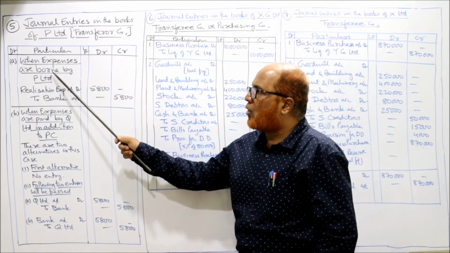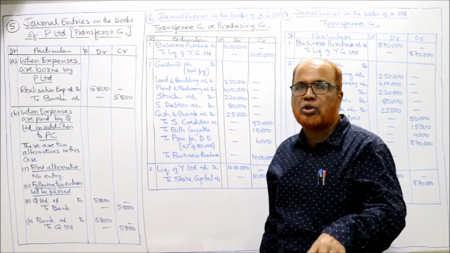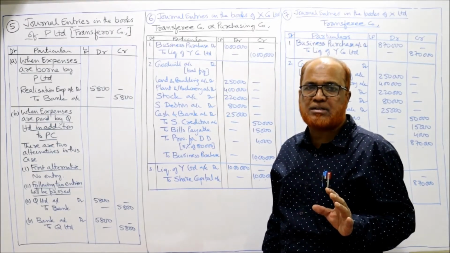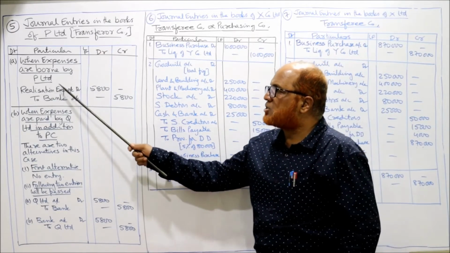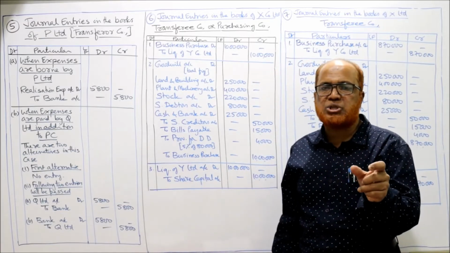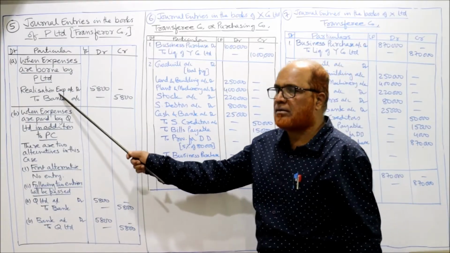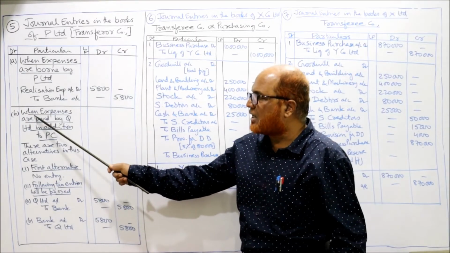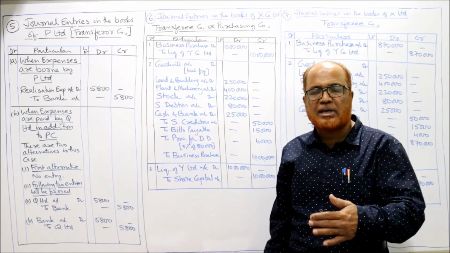When expenses are borne by P Limited, according to the agreement, P Limited themselves have to pay the realization expense. So realization expenses account debit to bank 5,800. Being the realization expenses paid. First case over. Now second case, when expenses are paid by Q Limited in addition to PC. Now two cases are given.